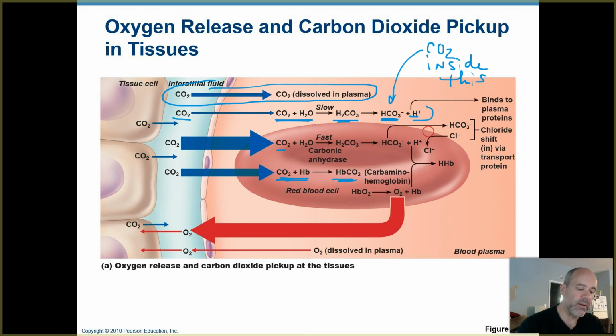And then quite a bit of it reacts with water, and this enzyme in red blood cells, carbonic anhydrase, deliberately forces this chemical reaction to take place. Notice they've got up here slow. That's because that's the reaction happening on its own. Fast, in red blood cells, the CO2 that enters those red blood cells, you have those carbonic anhydrase enzymes that force the chemical reaction to happen very, very quickly.